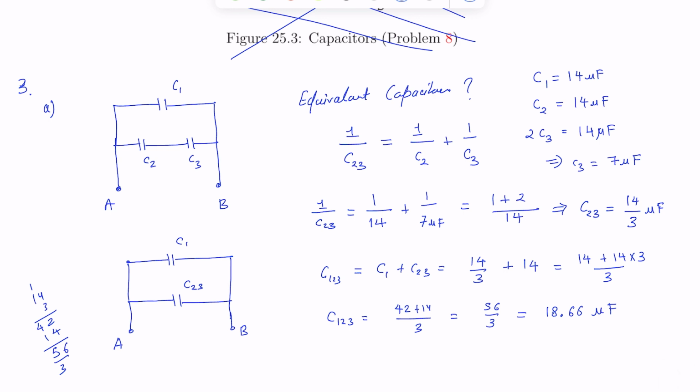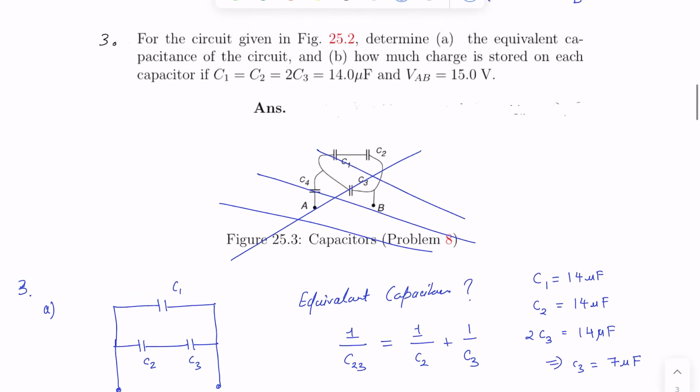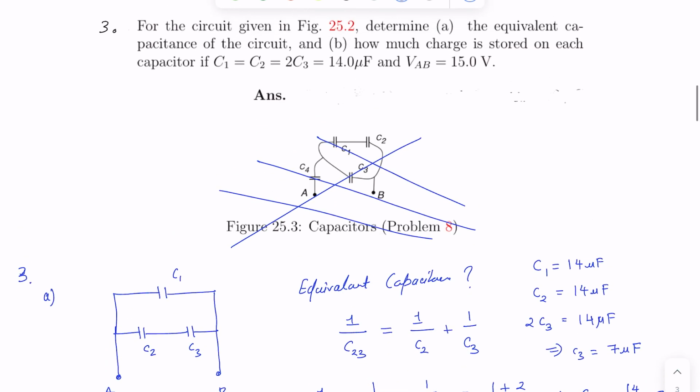Just want to check a few things here. Just make sure that we got this right. Okay, so you should get 18.66 if everything's correct. So this is the value for equivalent capacitance, and the answer that is given here, I think, is in terms of C1, C2, and C3. So let's uncover that, and there you go.